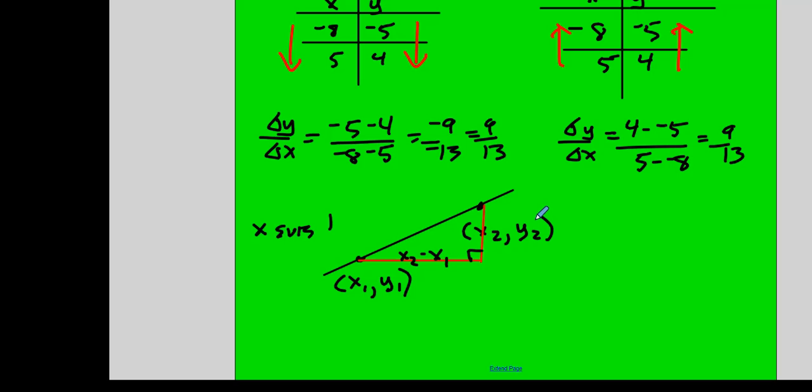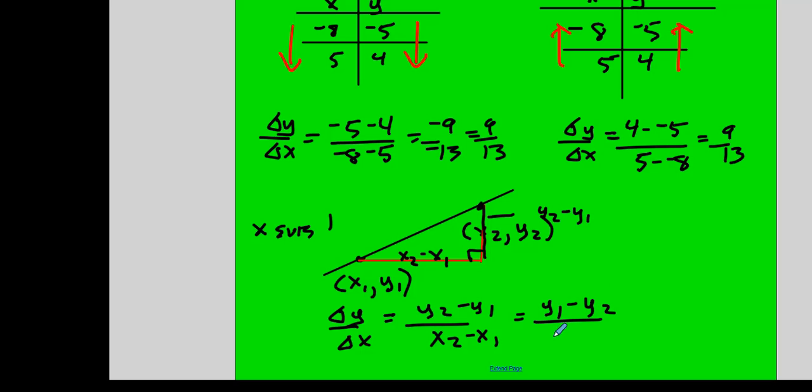And this distance here is going to be y sub 2 minus y sub 1. So delta y over delta x in general is y sub 2 minus y sub 1 over x sub 2 minus x sub 1. But you could also go the other way, just to let you know. You could go y sub 1 minus y sub 2 over x sub 1 minus x sub 2. You just have to make sure you're subtracting in the same direction.